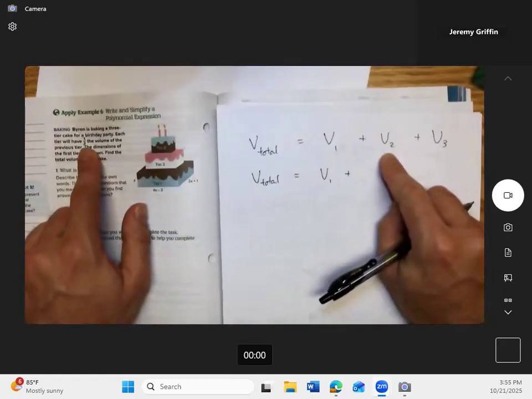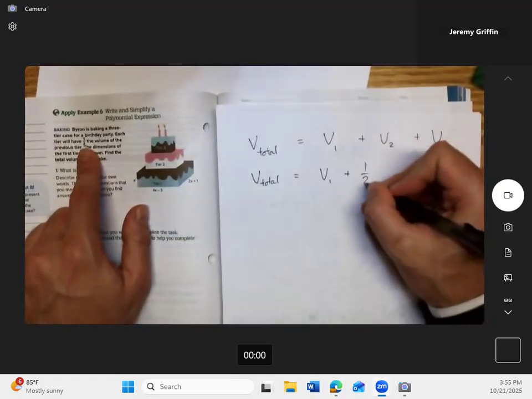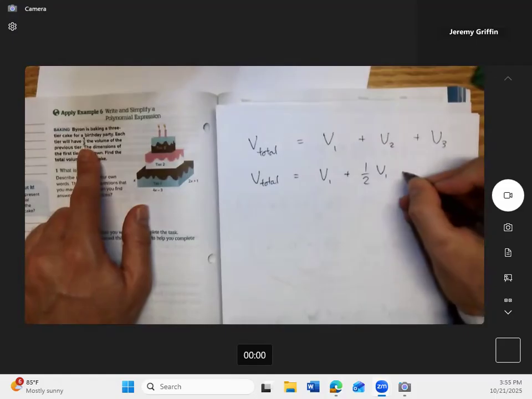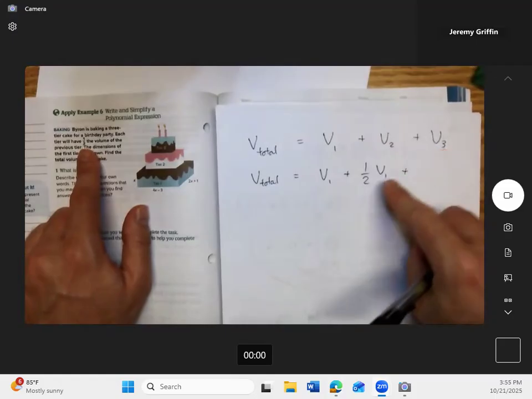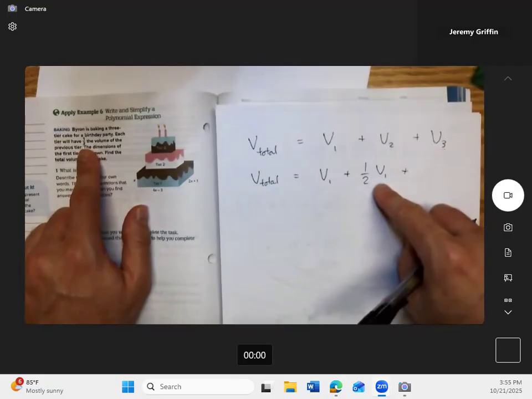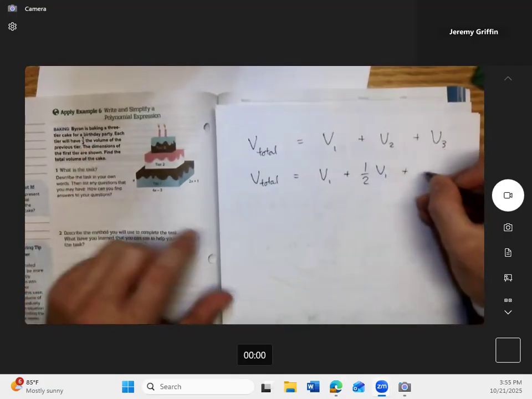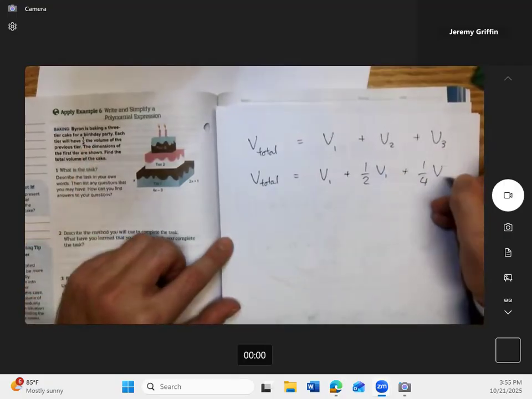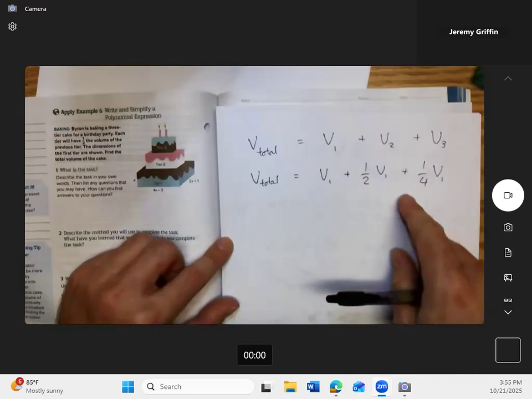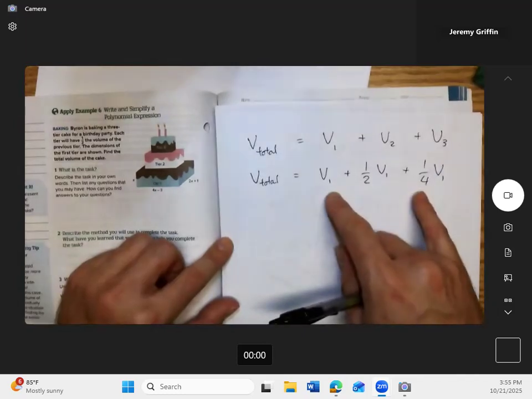Isn't V2 half the volume of V1? So it's half of V1. And isn't V3 half of V2, which is itself half of V1? So it's half of a half. That's like a quarter compared to the original V1. You see it's got to be like that? Actually, I can add these together. You can get a common denominator.